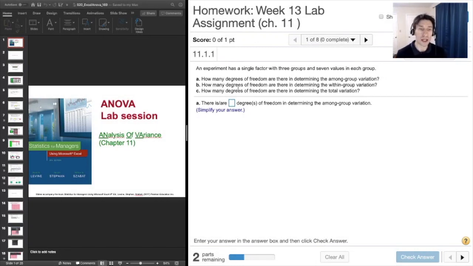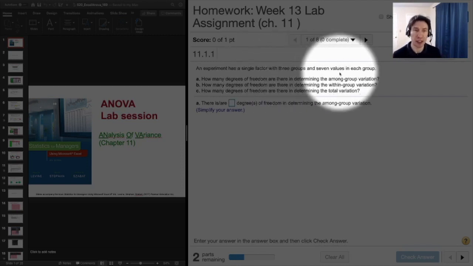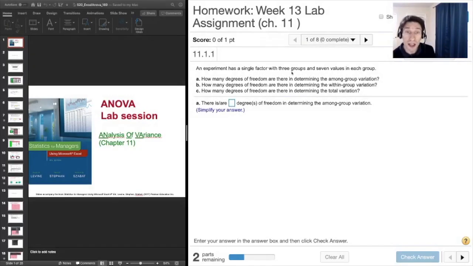So question one: an experiment has a single factor, so one way, with three groups and seven values in each group. The first thing I think is, okay, there are seven values in each group times three, that's 21 values total. So total n is 21. I'll remember that for later.